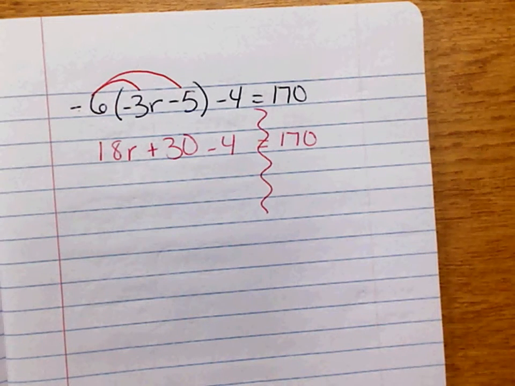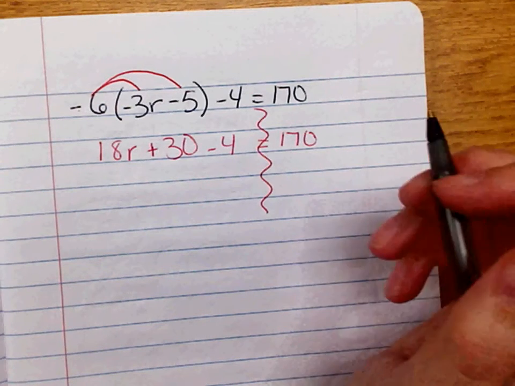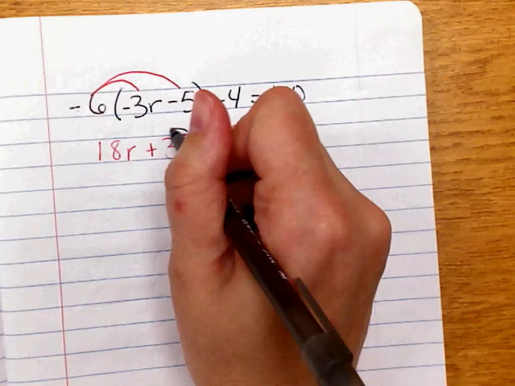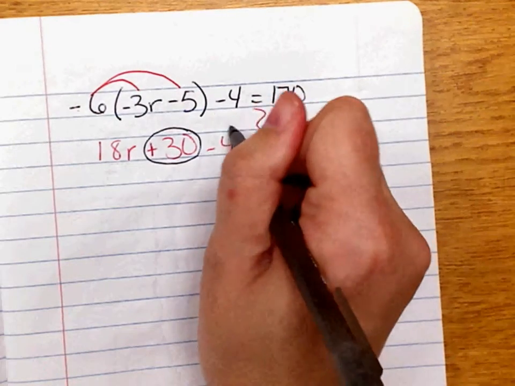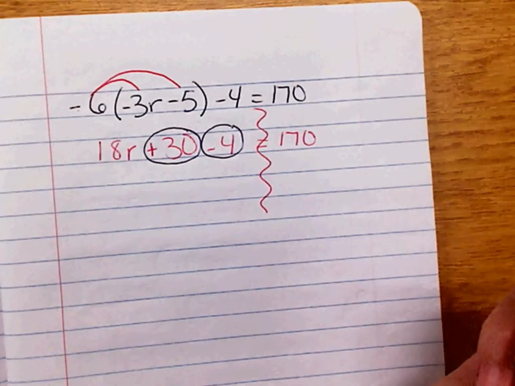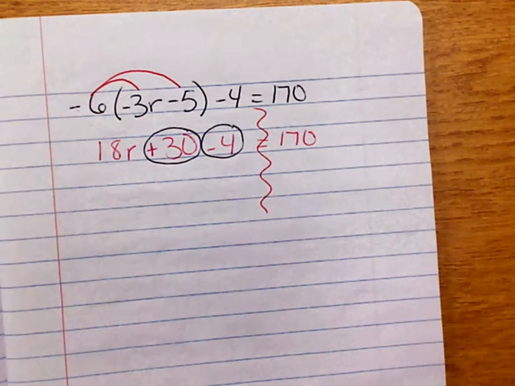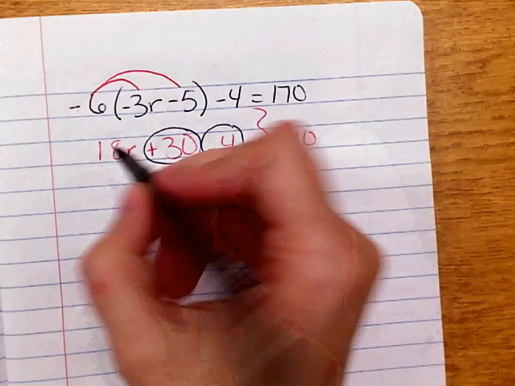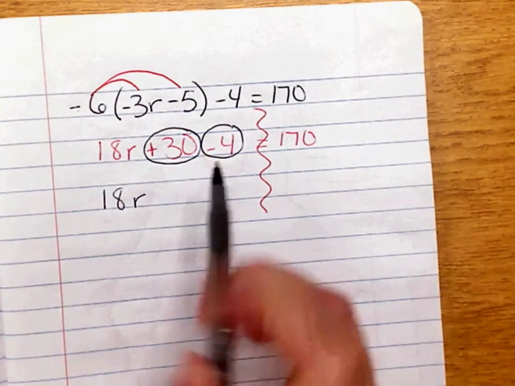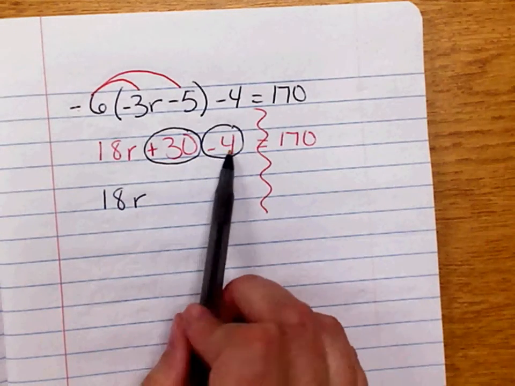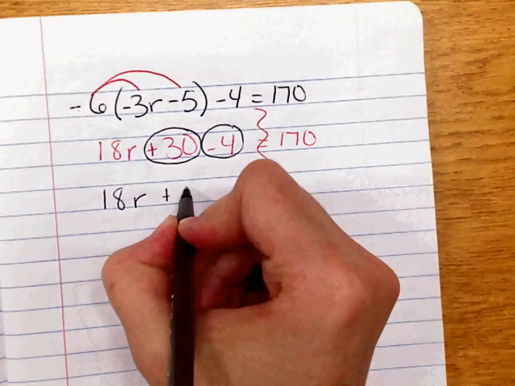Okay, what needs to be combined? Sure, Cameron, what needs to be combined? You find the two that are just plain constants. Yep. The 30 and the negative 4 are plain numbers. They're plain constants, so they need to be combined. They're like terms. So 18r goes straight down. Positive 30 plus negative 4 is a positive 26.